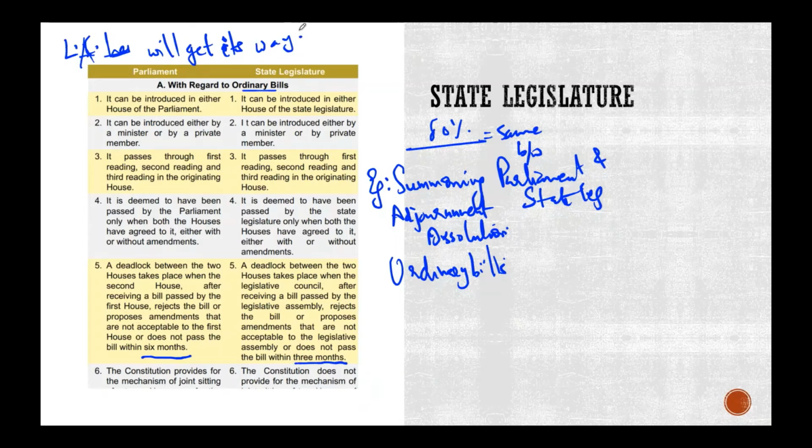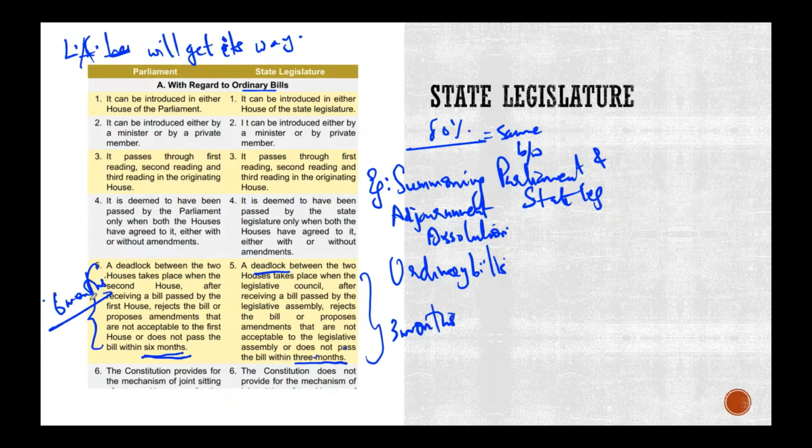So remember, the constitution does not provide for a mechanism of joint sitting of the two houses when the state legislature has the upper house and the lower house, whenever some sort of deadlock takes place. But that does not mean there is no deadlock. Deadlock can take place if you have both the houses. Now here, what we say as 6 months, the 20% difference is that it is 3 months in the state. In the center, it is going to be 6 months.